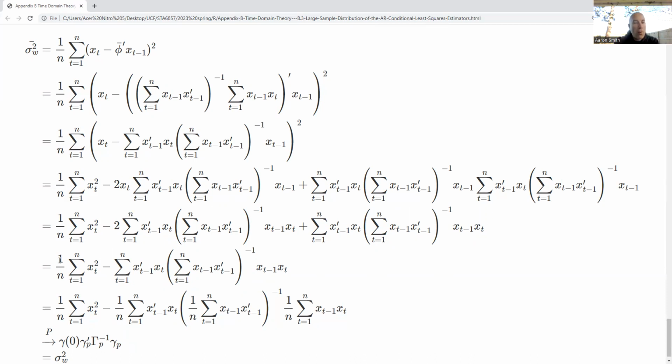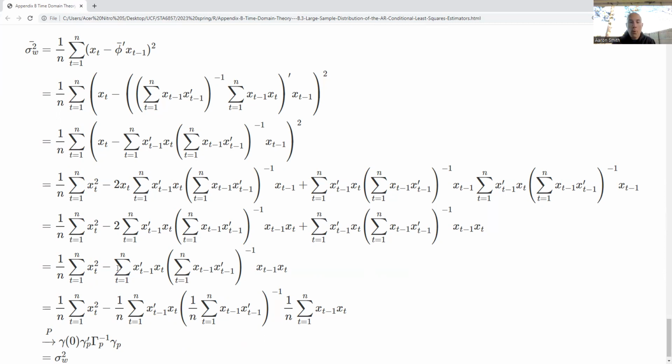So here I've got 1 over n. I can always do a convergence on that, right? A convergence in probability, it's going to go to its expected value. All right, well that's nice. Here I don't have that. I have the summation, so it looks like a mean, but I don't have the 1 over n.